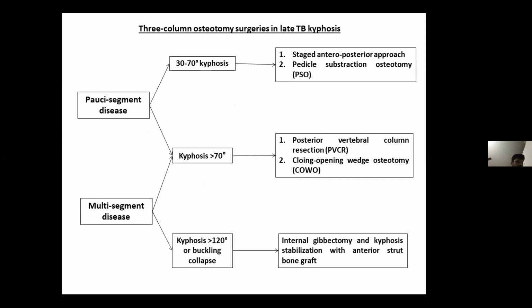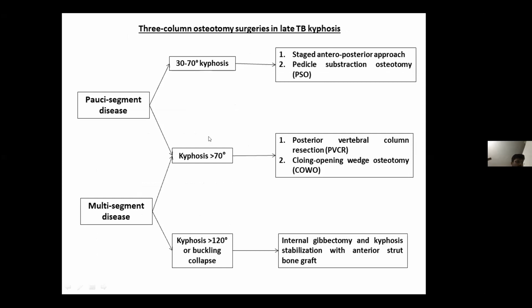So that was a brief idea regarding the principles of 3-column osteotomies in delayed tubercular kyphosis. In pauci-segment disease with kyphosis less than 70 degrees, a staged antero-posterior approach or a pedicle subtraction osteotomy can be helpful.